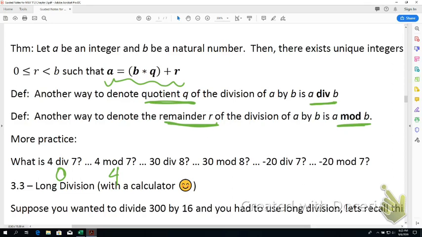30 divided by 8. We can look back earlier. So what did we get here? We got that this goes in 3 times with the remainder 6. So then the div would be 3, and the mod would be 6. And up top, we just did 20 div 7 and 20 mod 7 because we did 20 divided by 7 and got a quotient of negative 3. So that's the div, and the mod is 1. So think div is quotient, mod is remainder. All right. So let's continue on to the next part.